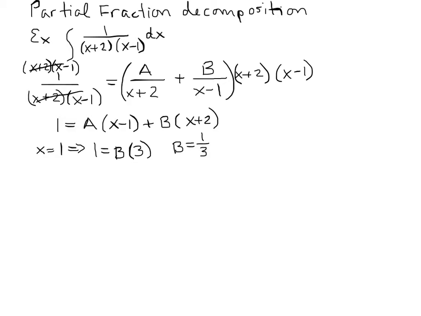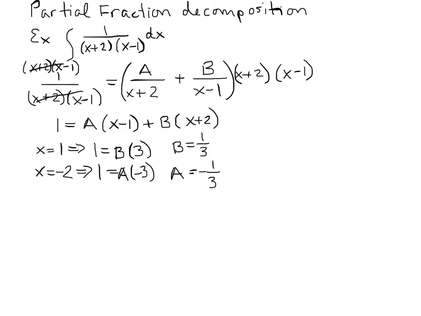Now I would want to choose another value for x so that I could make B go away and solve for A. And if I plug in -2, then I've got -2 plus 2, and that's 0. And it makes B go away. So I'm going to plug in -2 for x. So on the left I have 1. A is then going to be multiplied by -2 minus 1, that's -3. And then -2 plus 2 is 0, so that goes away. So this leaves me that A is equal to -1/3.